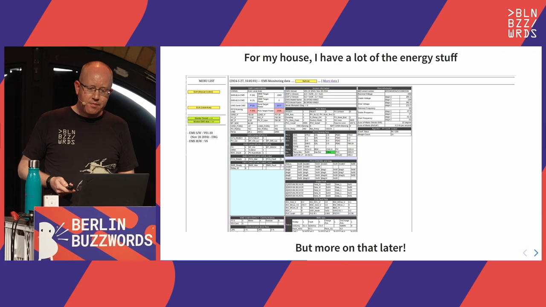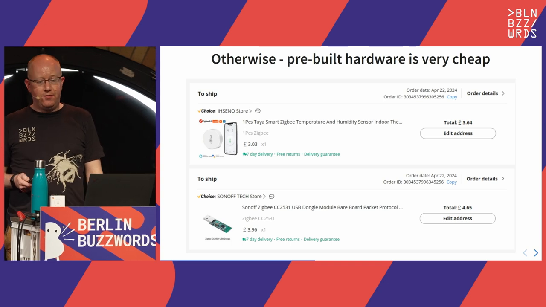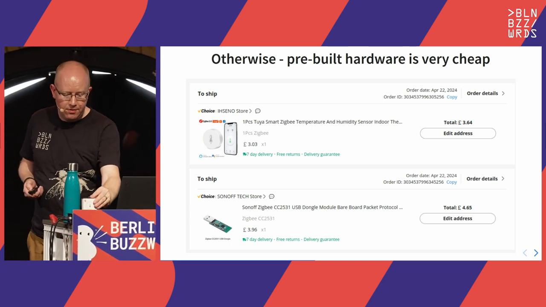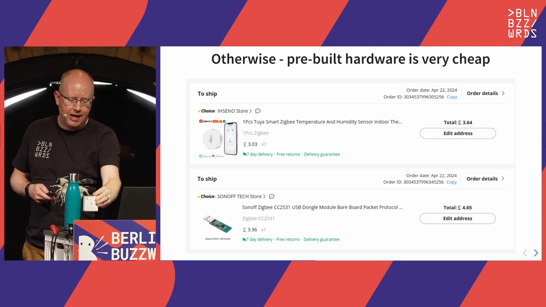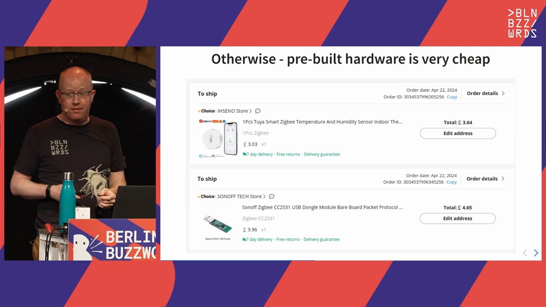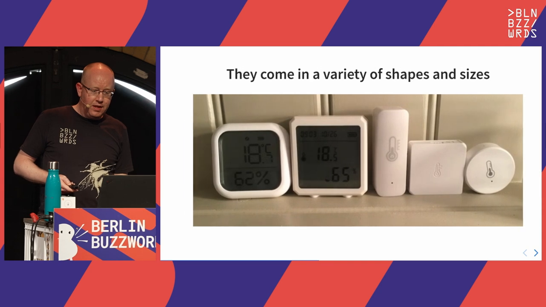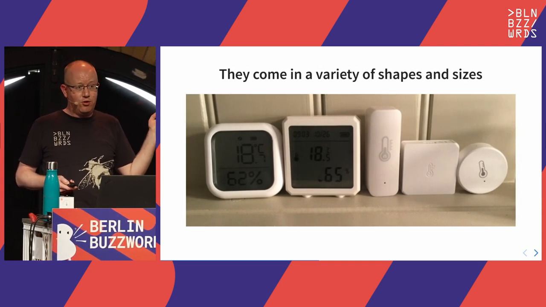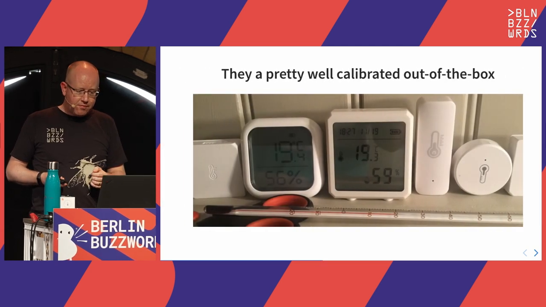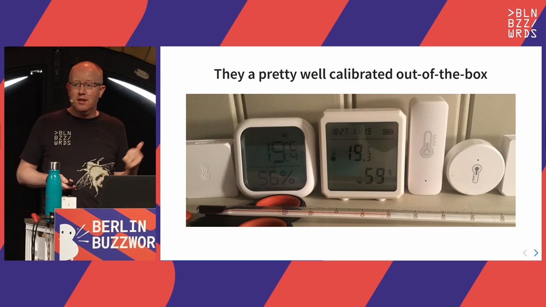So I'm lucky. Otherwise, pre-built hardware, especially for temperature, is very cheap. Here we have about the cost of a beer for a little dongle and a temperature monitor. They're terrifyingly cheap now, and these are prices delivered to my house. They come in all sorts of exciting shapes and sizes, but I think basically there's two boards that power all of these. I did some high-tech calibration, and they're all basically the same to within the margins of my cooking thermometer, which was good to know.